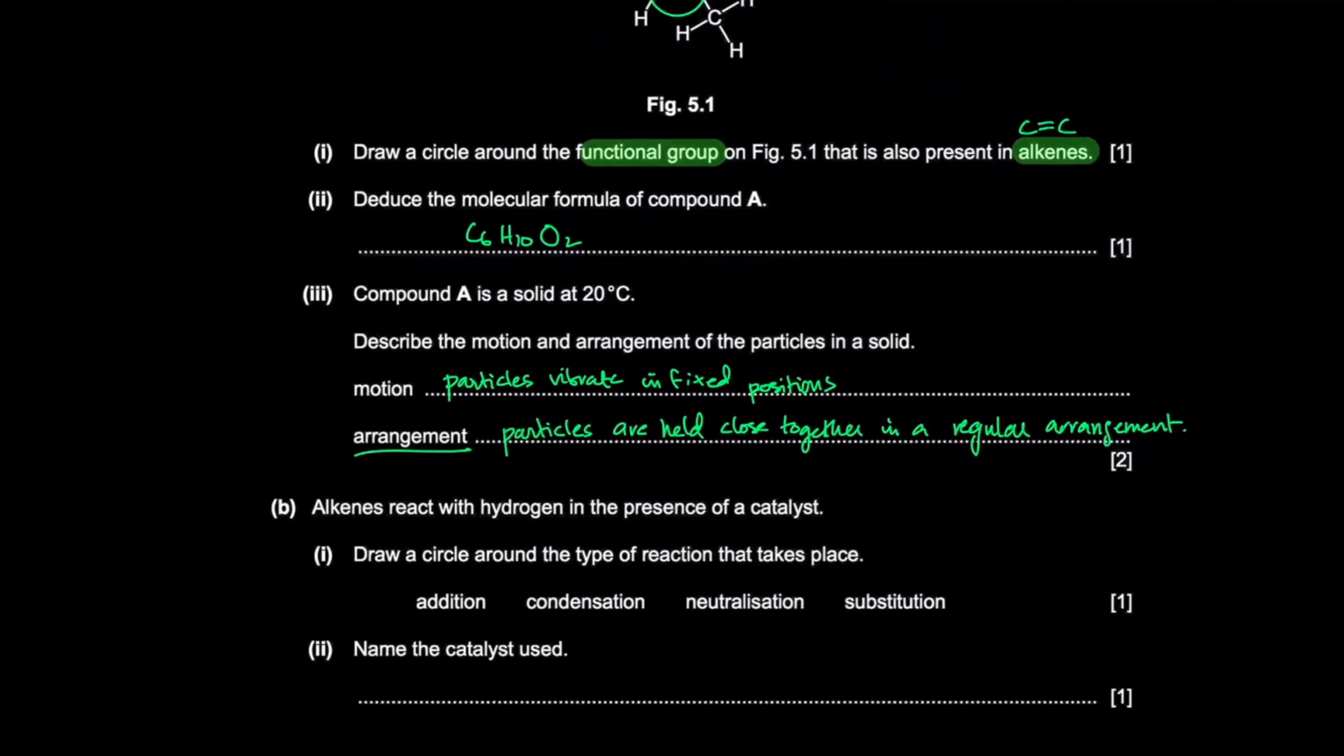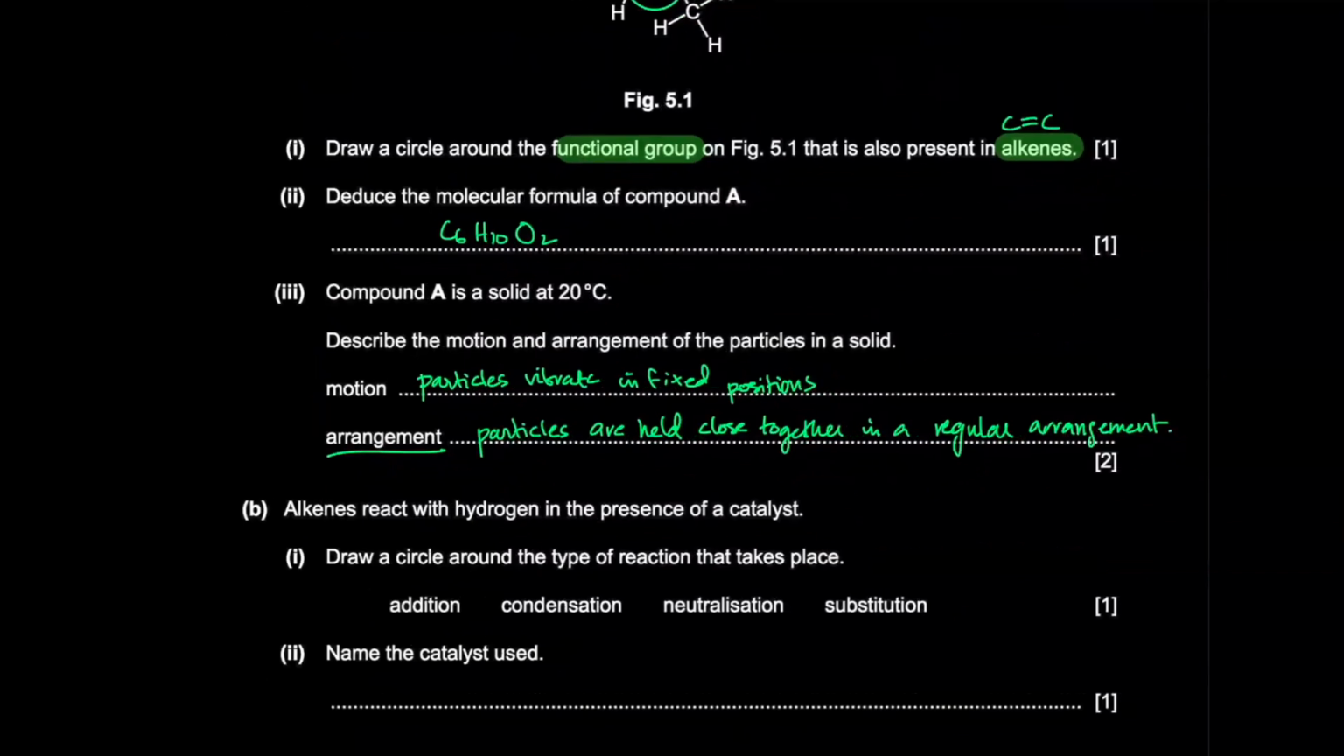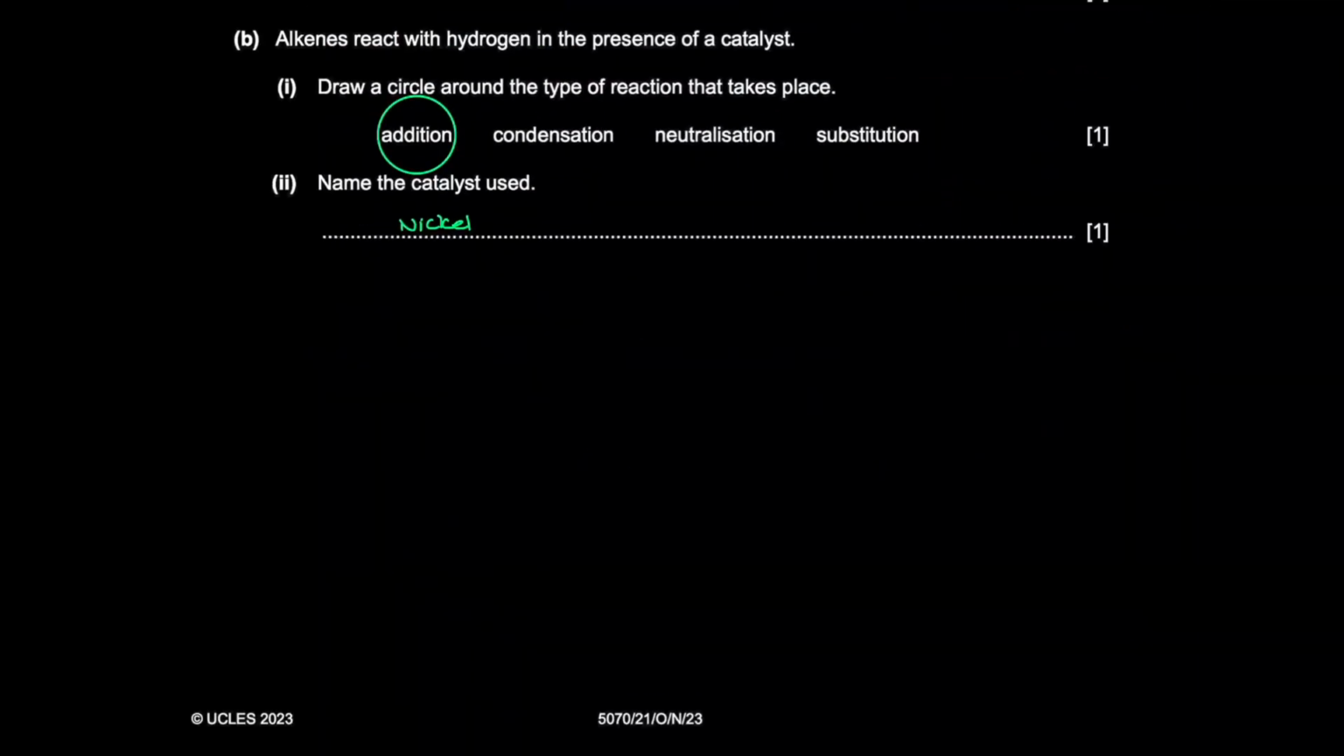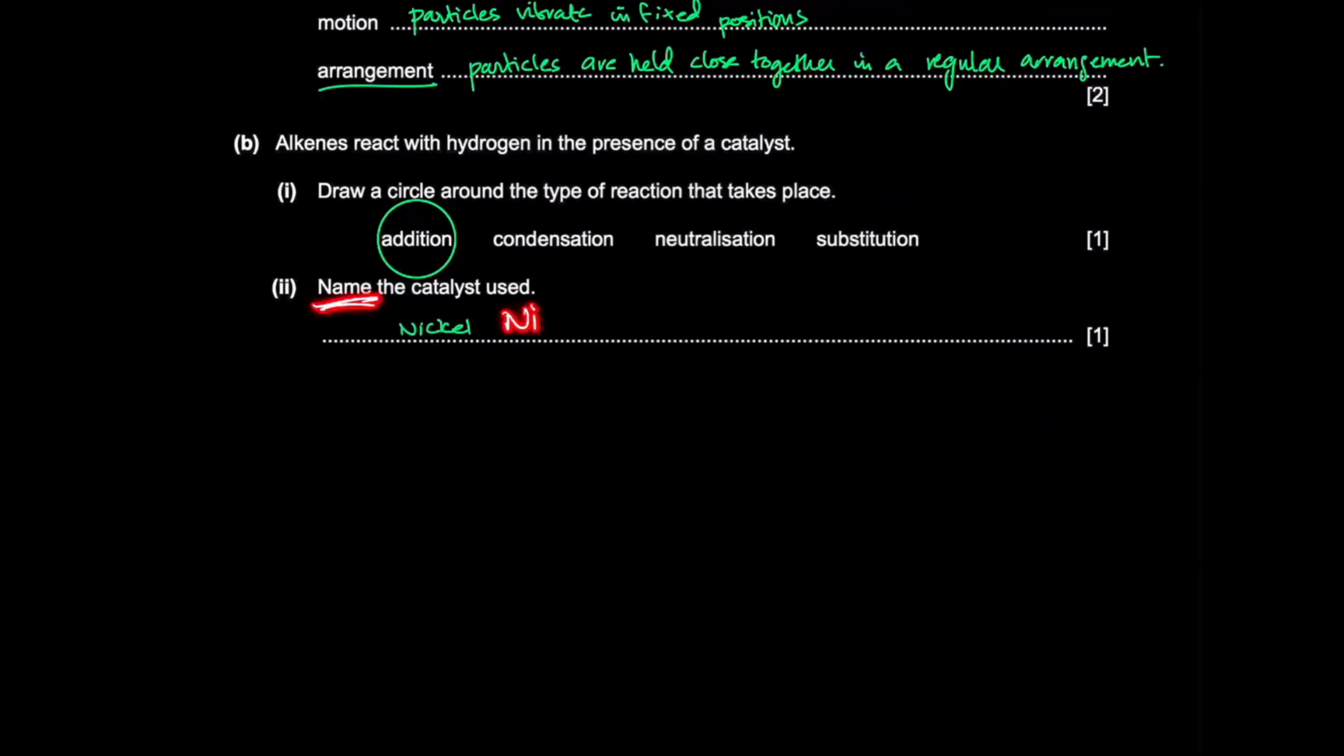Okay. Alkenes react with hydrogen in the presence of a catalyst. Draw a circle around the type of reaction. Alkenes undergo addition, right? And the catalyst we use is nickel. If you guys remember, nickel catalyst हम लोग alkenes की reduction के लिए use करते हैं, right? We react it with hydrogen. It's called hydrogenation. We use a nickel catalyst और आपकी addition हो जाती है, right? What happens? Double bond breaks and you add the two hydrogens, right? Alkene is converted to an alkane. Again, if it says name the catalyst, don't say Ni, please. Make sure you name it.